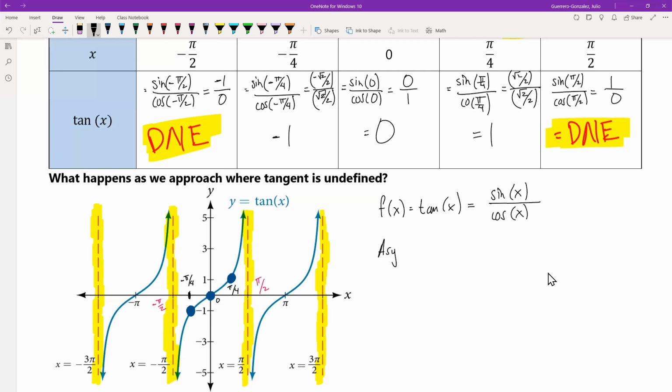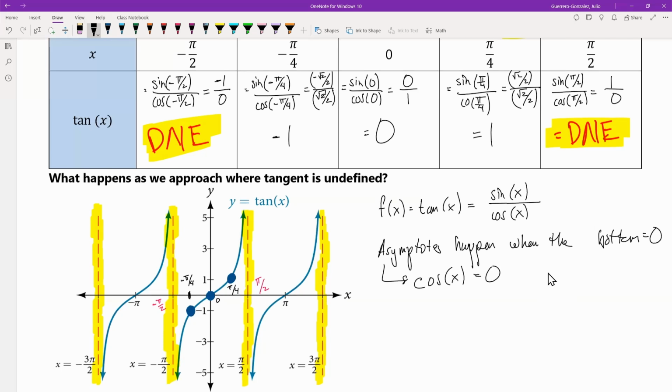Asymptotes happen when the bottom is equal to 0. The asymptotes happen when the bottom equals 0, right? That means, for this, that the cosine of x has to be equal to 0.